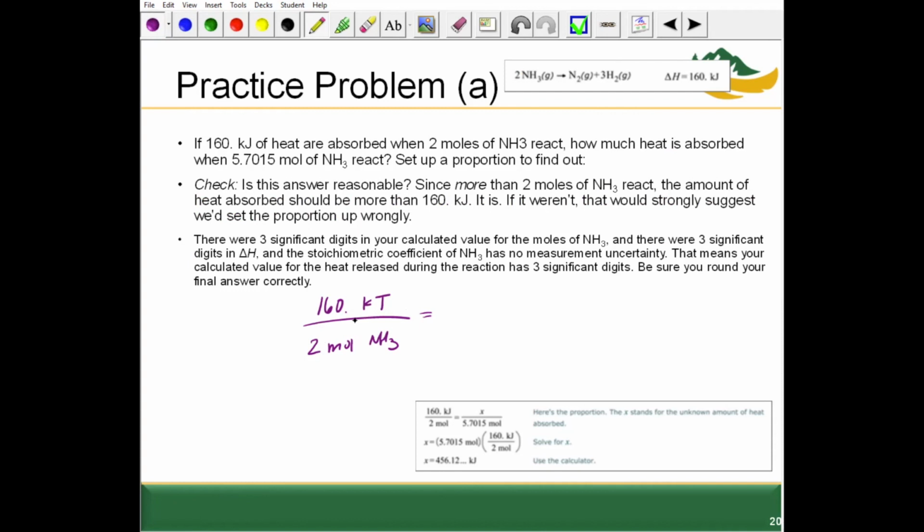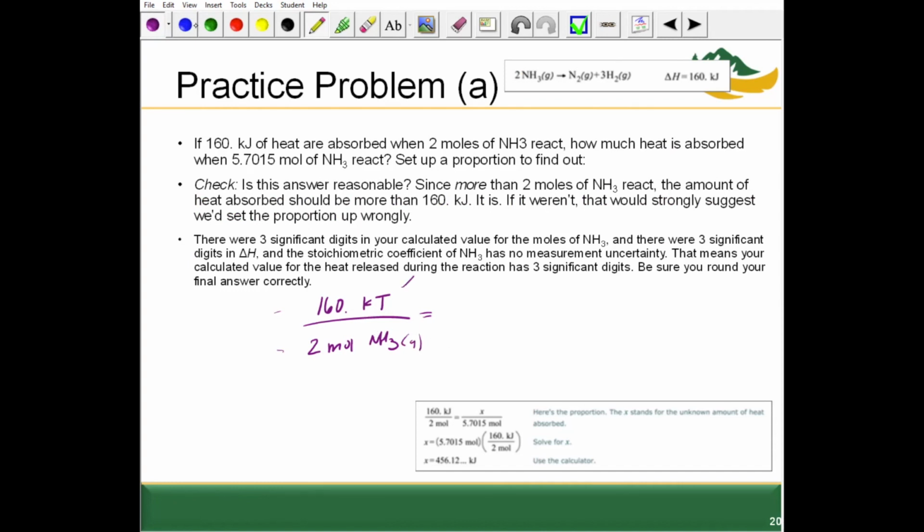So now I like to set this up as a proportion. You can think of this in a few different ways. We do know that 160 kilojoules is required for every 2 moles of ammonia gas. You could set this up as a conversion factor as well.